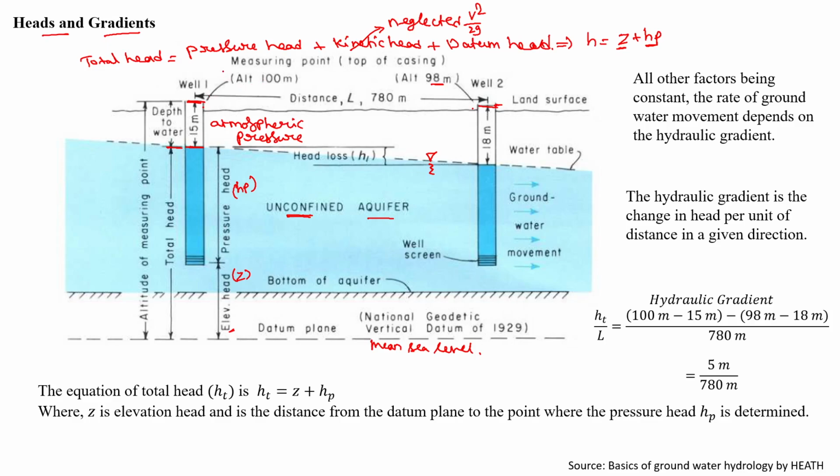the datum plane. Now, my interest is to calculate the hydraulic gradient. So hydraulic gradient is nothing but how much head is lost by the water as it flows 1 meter along the flow direction. So the hydraulic gradient is the change in head per unit of distance in a given direction. So in our case, the groundwater movement is in this direction. Suppose how much head is lost by the groundwater as it moves in this direction. So how can it be calculated?